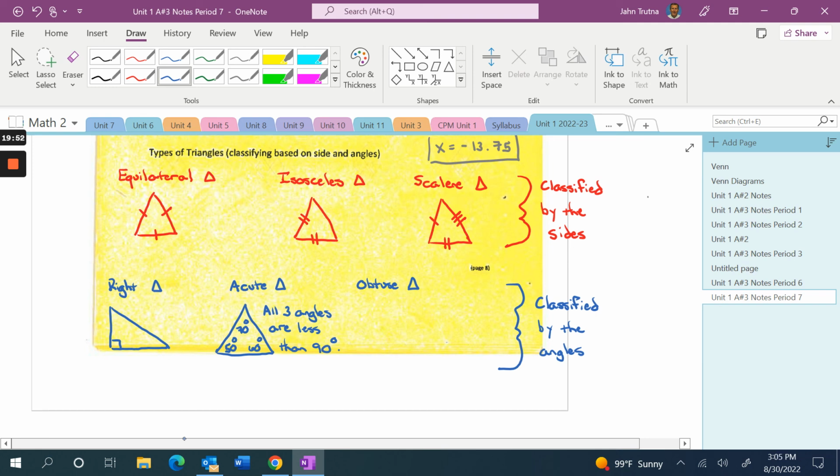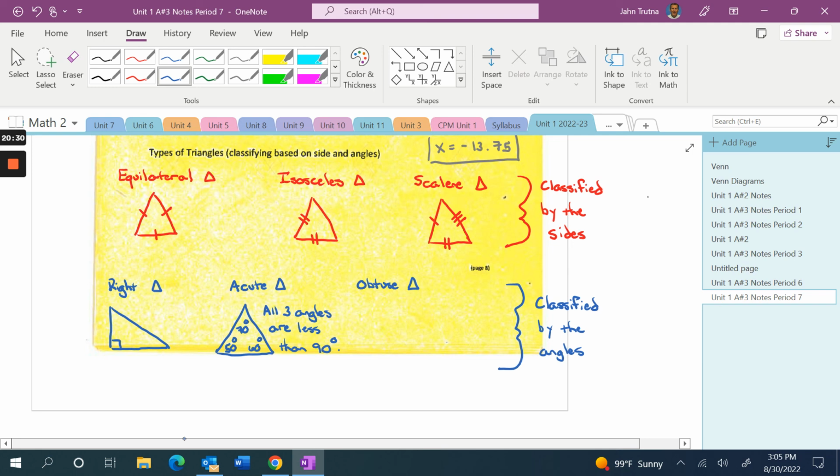Sure it can. If you look at this equilateral triangle right here, do all three of the angles look like they're less than 90 degrees? Yeah. How about isosceles? Can a triangle be isosceles and acute at the same time? Yeah. Can a triangle be isosceles and right at the same time? Oh, I like it. What do you guys think? Yeah, it can. You could have a right triangle where two of the sides are equal, but the third side is different. Okay, let's jump to the last one.